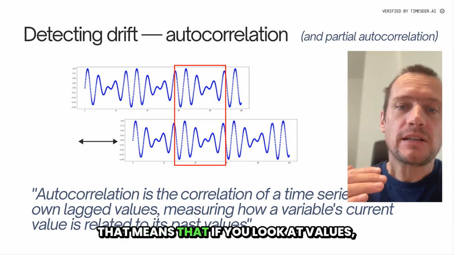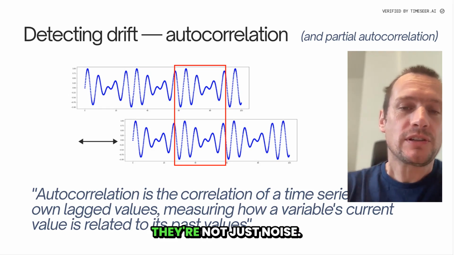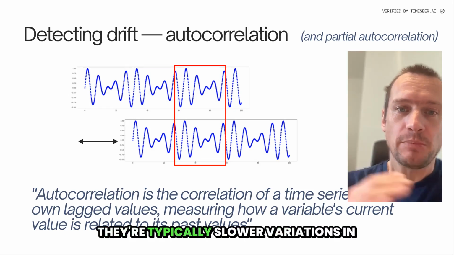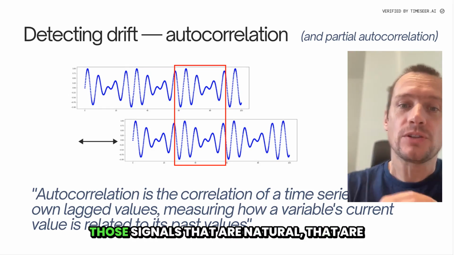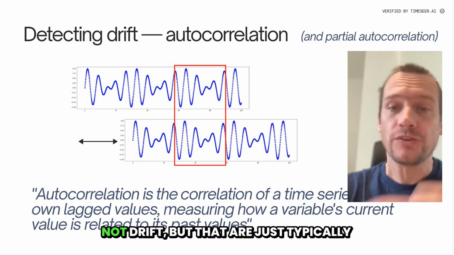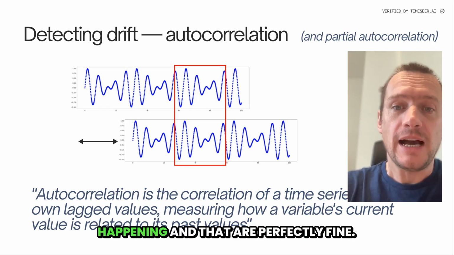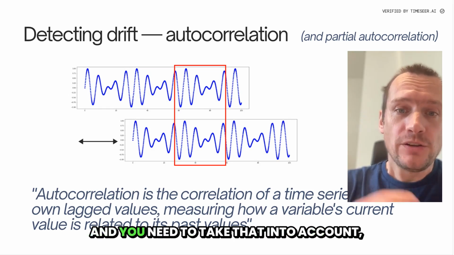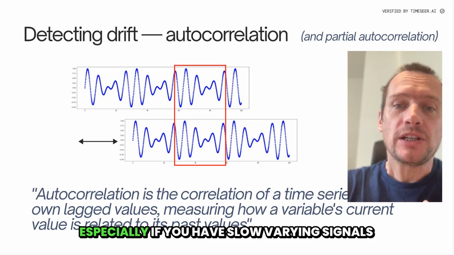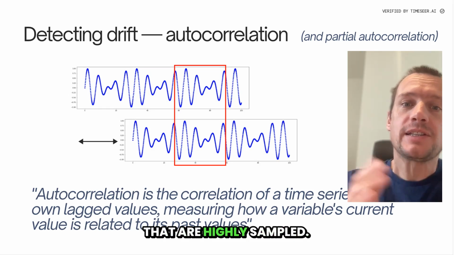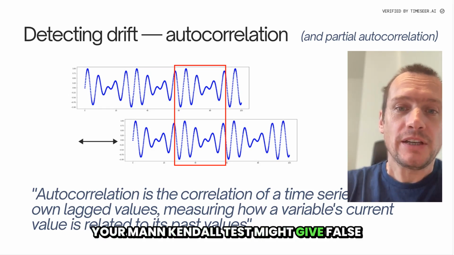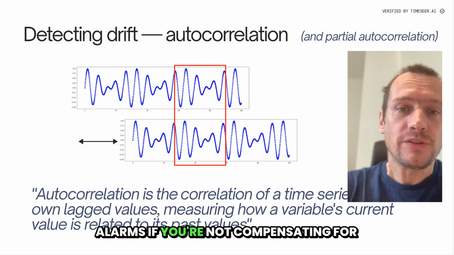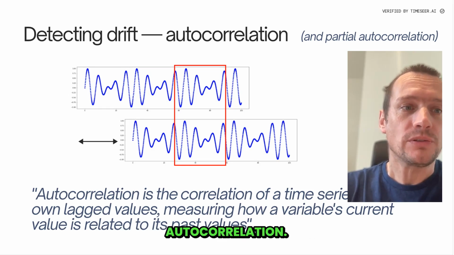autocorrelated. That means that if you look at values, they're not just noise, they're typically slower variations in those signals that are natural, that are not drift, but that are just typically happening and that are perfectly fine. And you need to take that into account, especially if you have slow varying signals that are highly sampled. Your Mann-Kendall test might give false alarms if you're not compensating for autocorrelation.